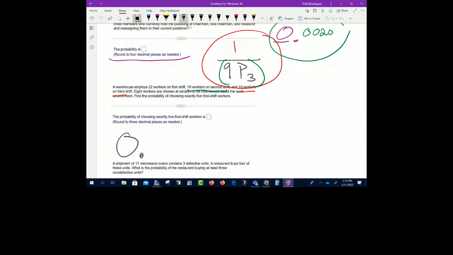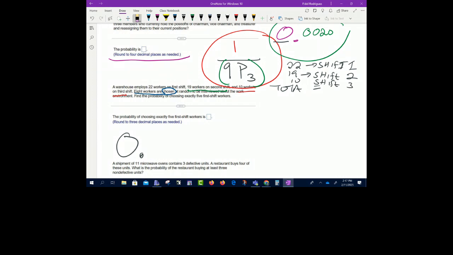I'm going to write that here. 8 workers are chosen at random to be interviewed about the work environment. Find the probability of choosing exactly 5 first shift workers. Okay, so let's think about it this way, y'all. First question, do we know the total number of workers? Well, we have 22 for shift 1, we have 19 for shift 2, and we have 10 for shift 3.